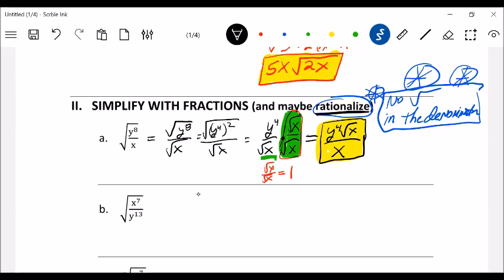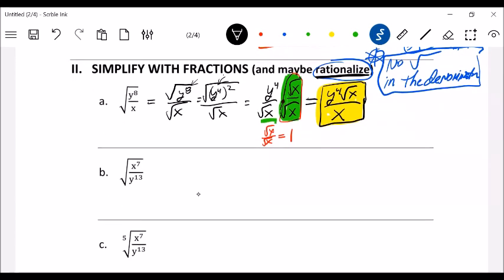Now, the complication in this one is really simply that I had a perfect square in here, and I had to take that out first. On this next one, I have to do that on the bottom as well as on the top. Okay, so let's do square root of x to the 7th, and on the bottom, square root of y to the 13th.